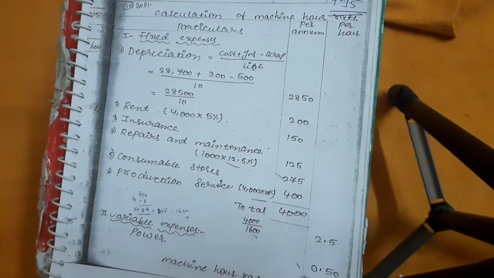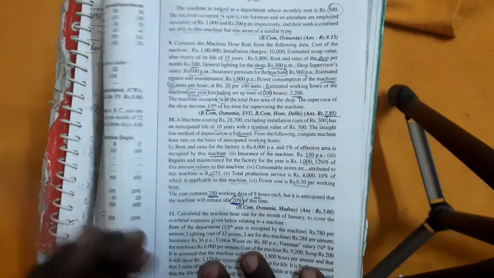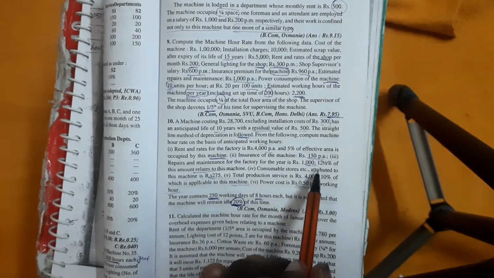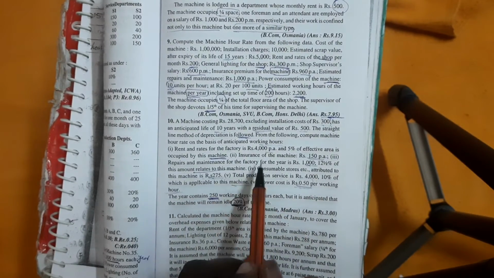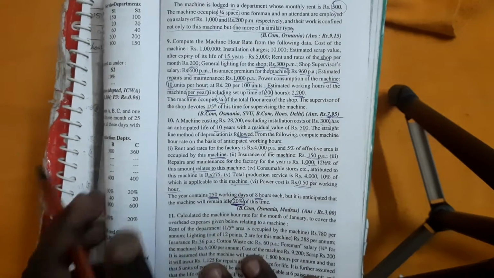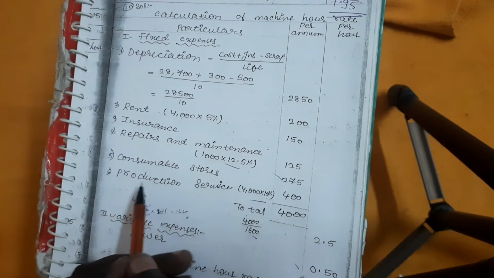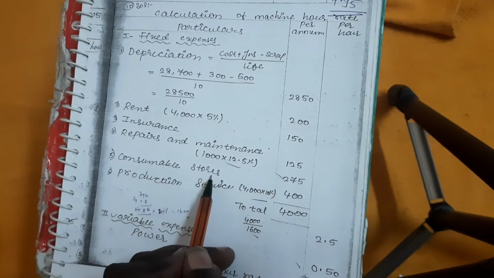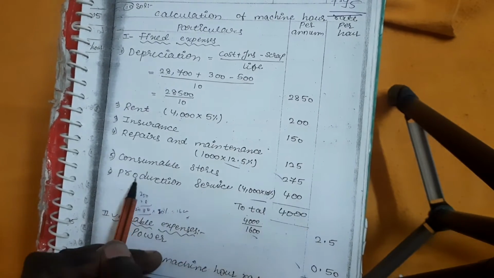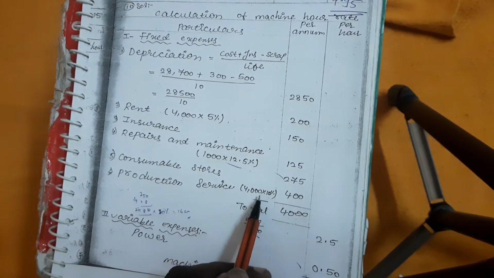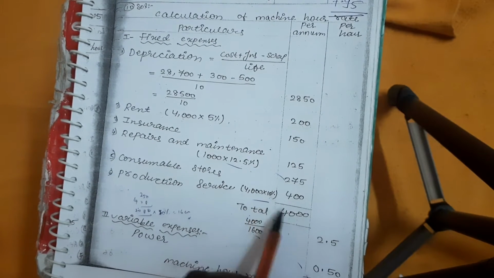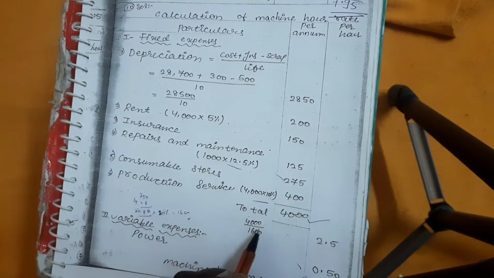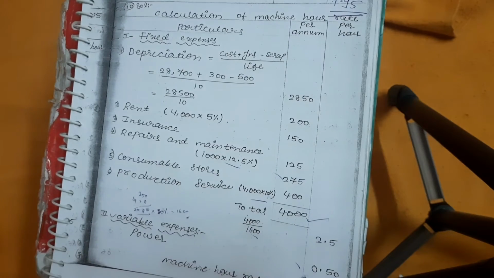Consumable stores he has given directly for machinery. If you observe, consumable stores attributable to the machinery he has given directly. Insurance also he has given for machinery, so directly we can take insurance 150. Repairs and maintenance 125. Consumable stores 275. Production services 4,000, in that 10% only belongs to machinery, 400. So total amount is divided by machine hours.